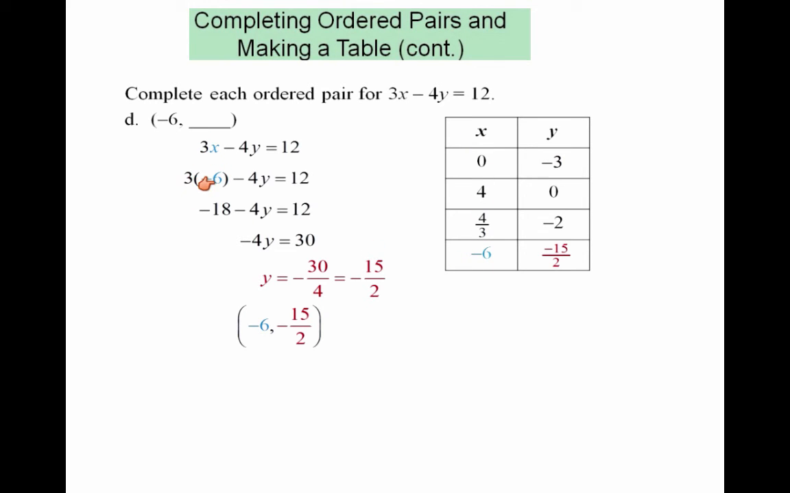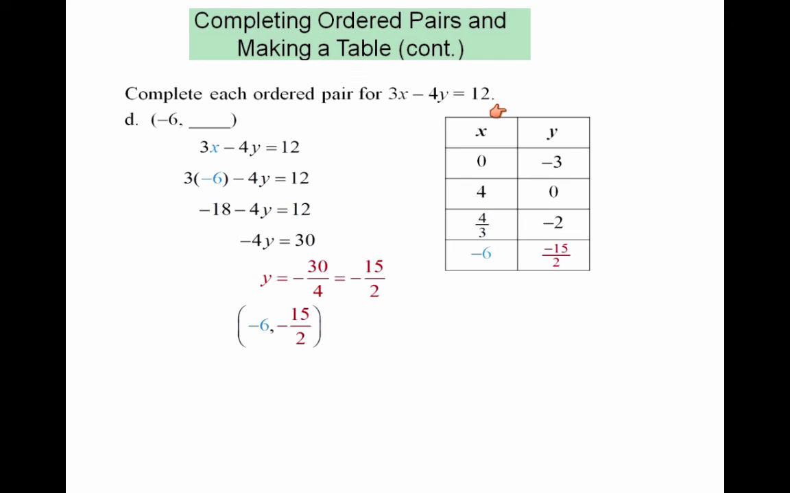Okay, so what we do is we substitute negative 6 for each x. 3 times negative 6 will be negative 18. Then here we need to add 18 to both sides of the equation. So you get 12 plus 18, which is 30. Divide both sides of the equation by negative 4. Negative 30 over 4, and you did actually reduce this. Good job. Negative 15 over 2. And that will be my point, another solution or another point on this line.